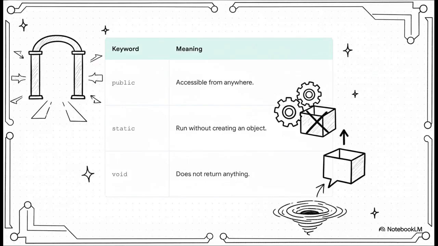But what about all those other words attached to it? Public, static, void? They sound kind of intimidating, but they're just setting some ground rules. Public just means this starting line is open to the public. It's accessible from anywhere. Static means Java can run it right away, no special setup needed. And void? That just means when this method is done, it doesn't need to report back with any value. It just does its job, and that's it.